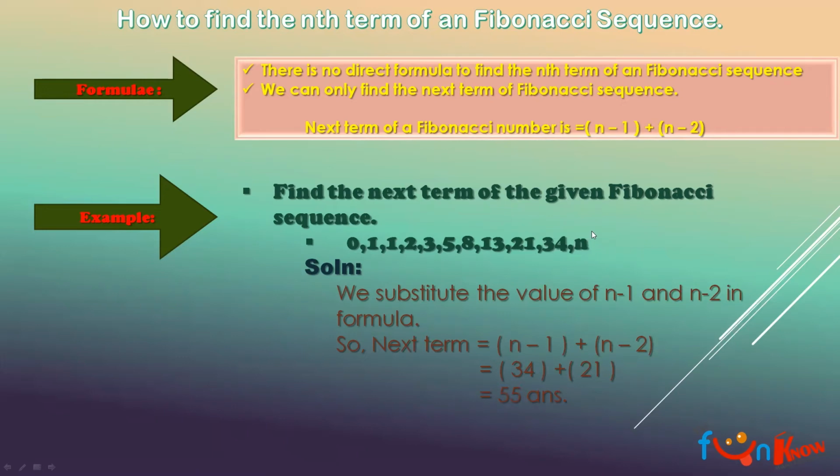And if we need to find the next one, we will add 55 plus 34. That will take us to 89, and so on. So you have understood what the Fibonacci series is and why this Fibonacci sequence is so important.